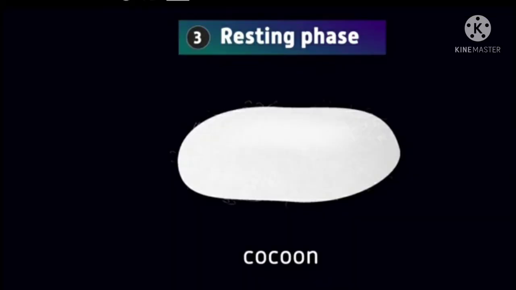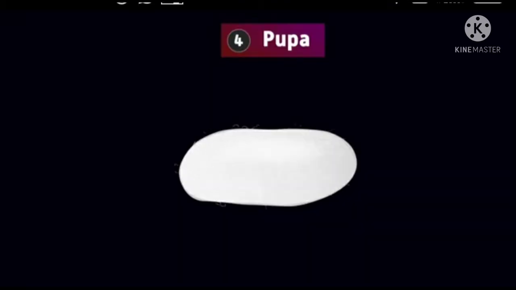The third stage is the resting phase. At this stage, the caterpillar covers itself with silk fiber. This covering is called a cocoon. Then comes the pupal stage. Here, the caterpillar first weaves a net to hold itself. During this stage, the caterpillar secretes fiber made of a protein which hardens on exposure to air and becomes silk fiber. Soon the caterpillar completely covers itself with silk fibers and turns into a pupa. This covering is known as a cocoon.